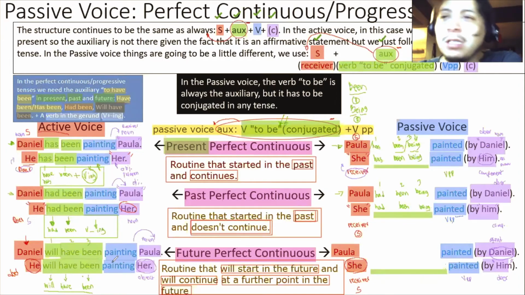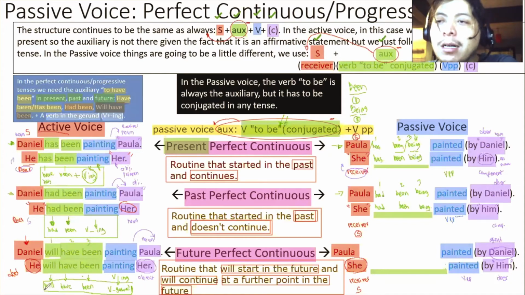Y después, ¿qué hicimos? Agarramos un verbo y ese verbo lo pusimos en ing. En ese caso, es un verbo en gerundio y así es como se conjuga un verbo en futuro perfecto continuo. En este caso, el verbo paint, ¿cómo lo conjugamos en futuro perfecto continuo? Will have been painting. Esto es lo que necesitamos como el auxiliar de nuestra voz pasiva. La única diferencia es que no necesitamos el verbo paint.